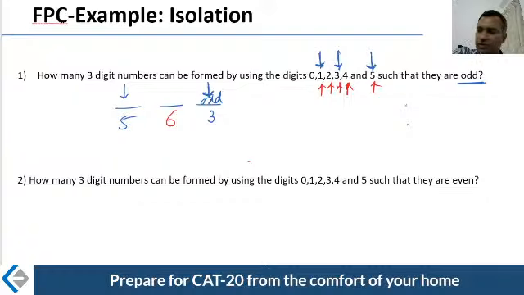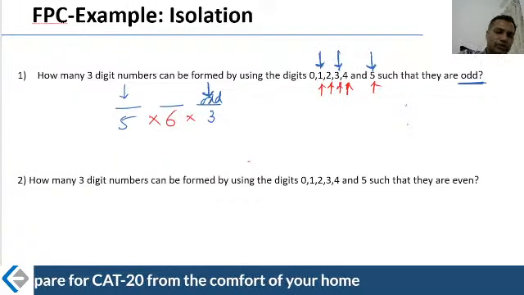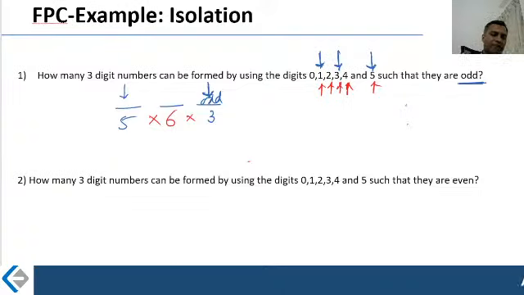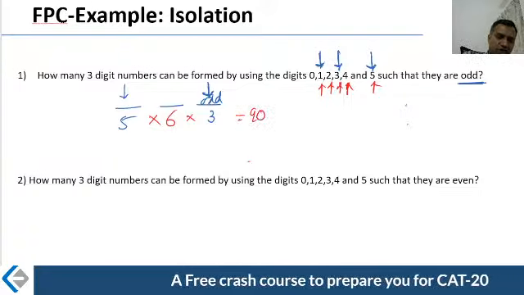What about the middle one? 6 ways. You can write any of the 6 digits there. So the value is nothing but 5 into 6 into 3. All right, 5 into 6 into 3, that's 18 into 5, which is nothing but 90. 90 such numbers can be formed.